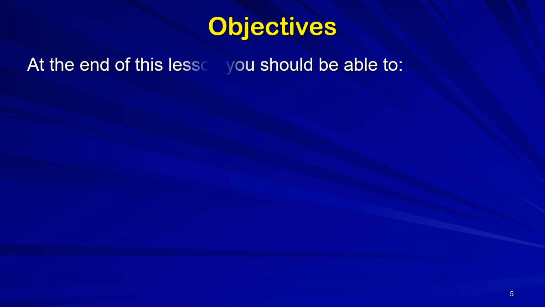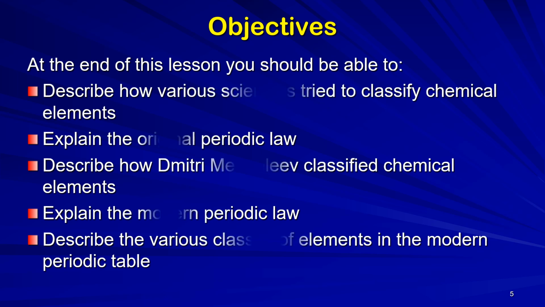Objectives. At the end of this lesson, you should be able to describe how various scientists tried to classify chemical elements, explain the original periodic law, describe how Dmitry Ivanovich Mendeleev classified chemical elements, explain the modern periodic law, and describe the various classes of elements in the modern periodic table.